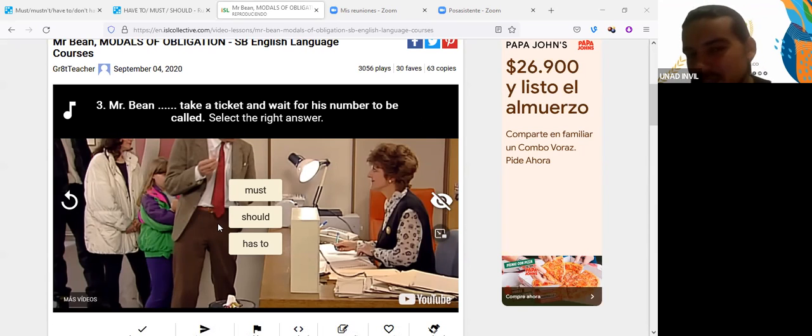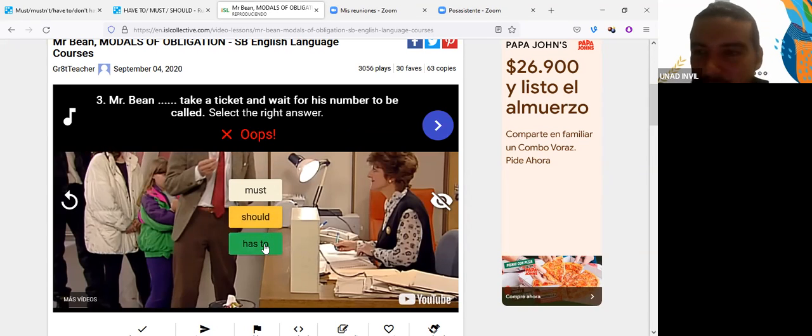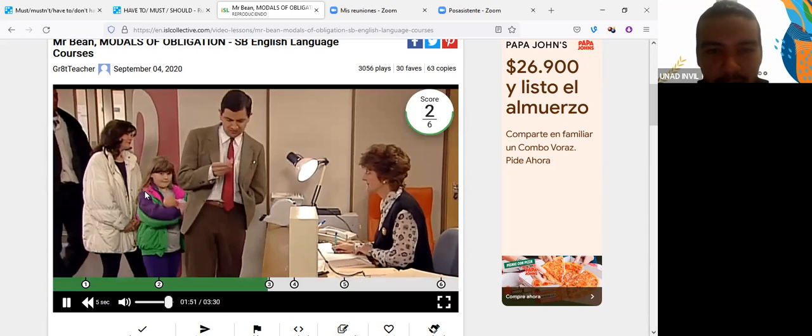I think that most people said should. We're going to check. Most people said should, but it was very even because a lot of people said must too. So we're going to see the answer. Oops! Has to! And we're going to see the explanation why in this case has to was the right choice. Let's check.